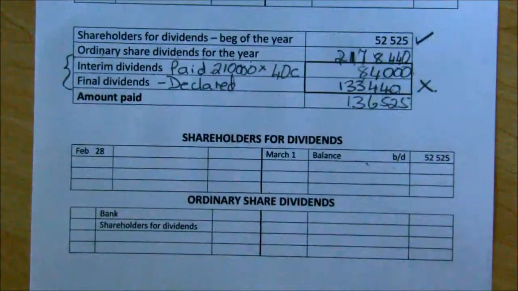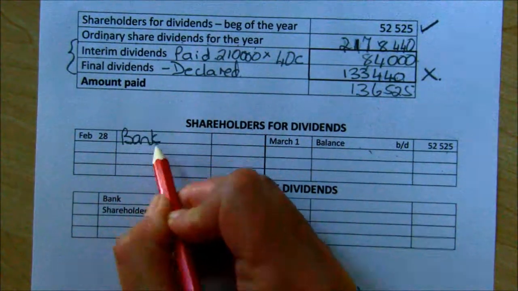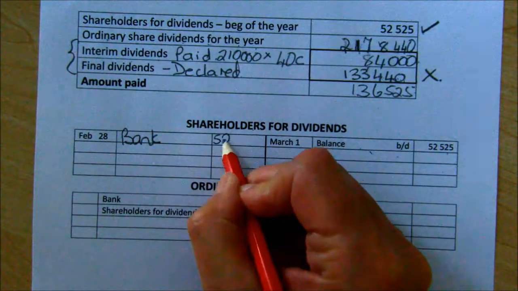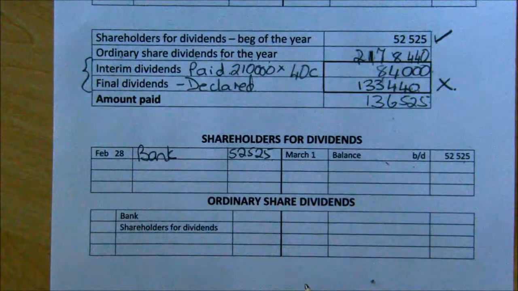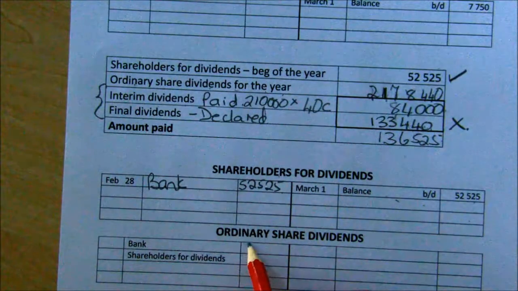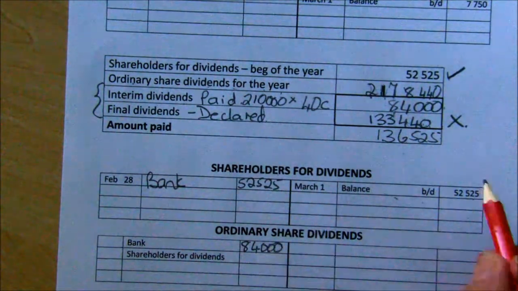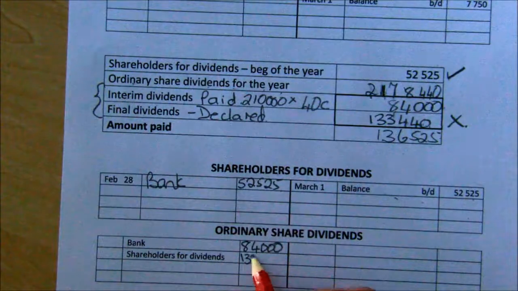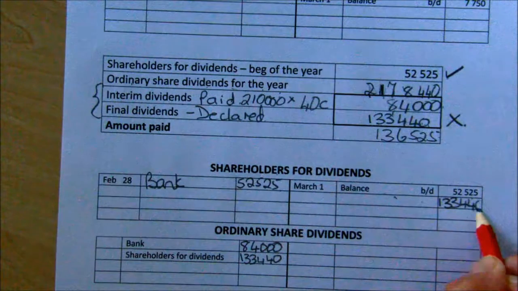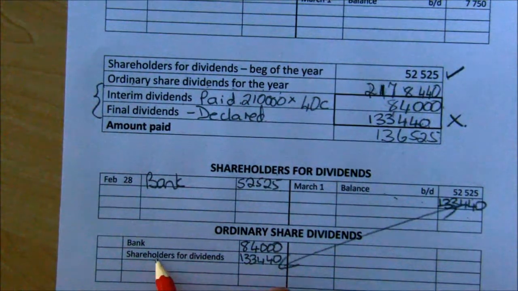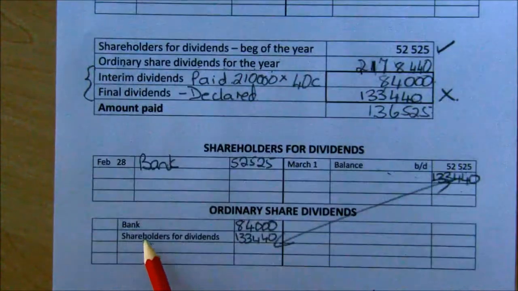If you look at the ledger accounts, you would have had the opening balance, and the first thing you would have done was to pay that. So you would have had a bank, and that's part of your cash flow, 52,525. In your ordinary share dividends account, the interim dividend would have been paid, so that's 84,000. But the final dividend is going to go to the shareholders for dividends. So the 133,440 double entry goes into shareholders for dividends. There's the double entry. But the important thing, this has not been paid. So the amount paid is the amount from last year plus the interim.